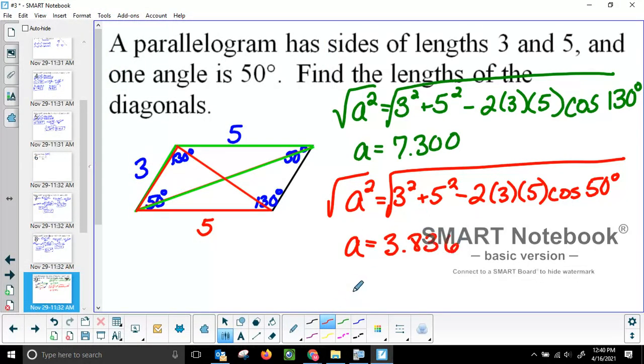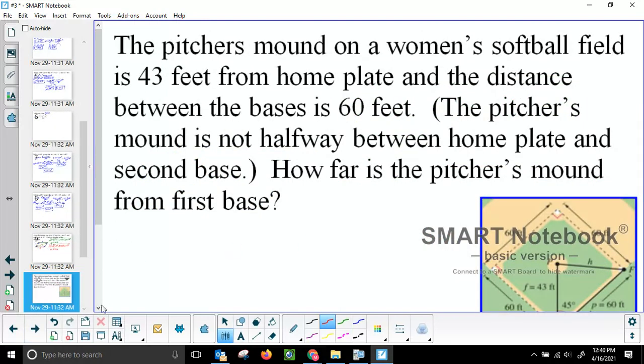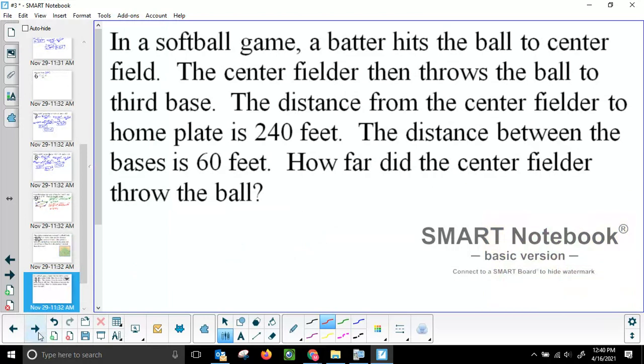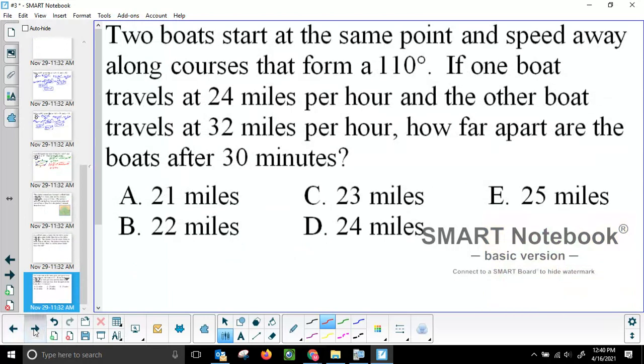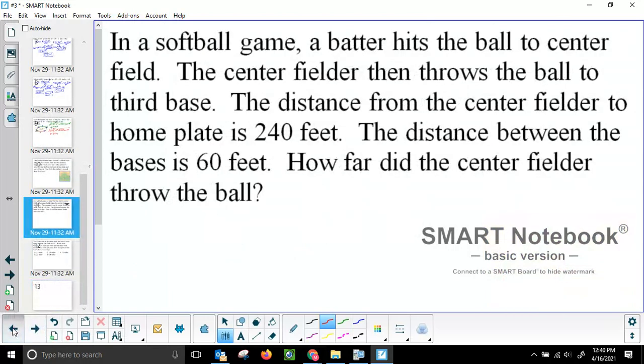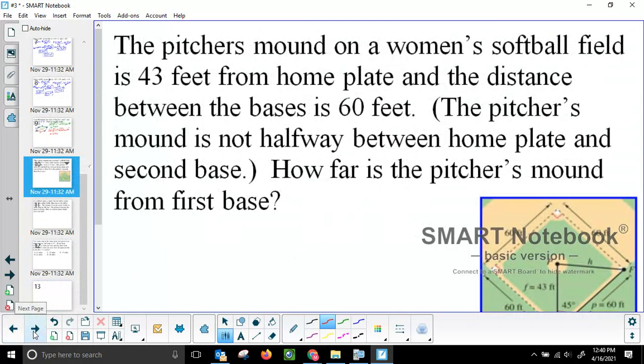And we just found both diagonals. Well, we are done. All right. Next. Yeah, those are pretty much exactly the same, these two. So we'll do one of these two. All right. We'll just do this one.